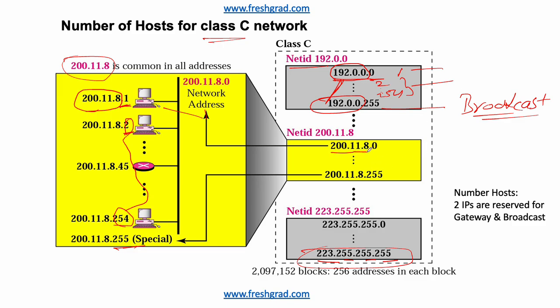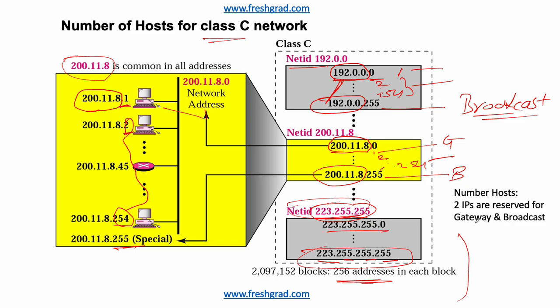Similarly here, what is the common network ID? This is our network ID. This is for broadcast and dot one we use for gateway. And you can assign 2 to 254 to any computer. Same here, what is our network ID? This is the network ID 223.255.255. How many addresses can you have? You can have 256 addresses. But what are the usable addresses? Minus 2, 254.